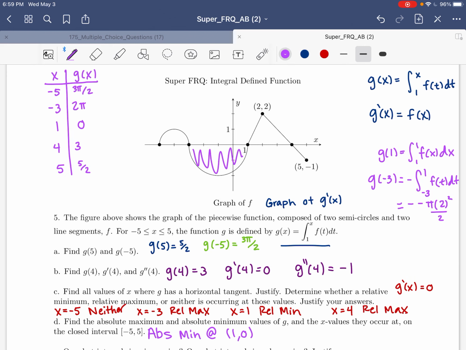And then deciding what the absolute max is. So we know pi is roughly about 3. So this one's like 9/2, that's like 4.5. 2 times 3.14 is 6, which is higher than all those other ones, so we can say an absolute max at the point negative 3, 2 pi.